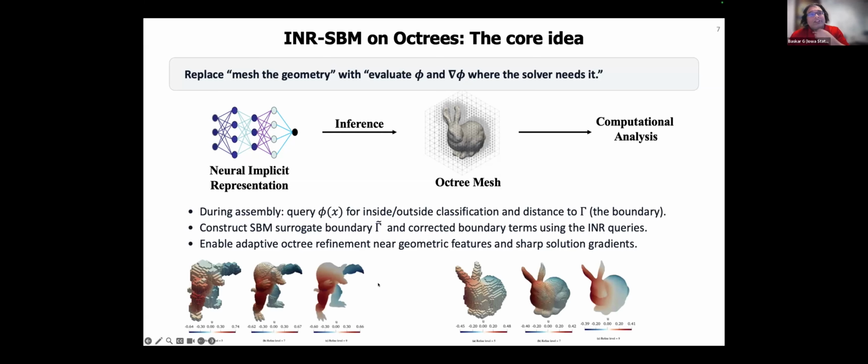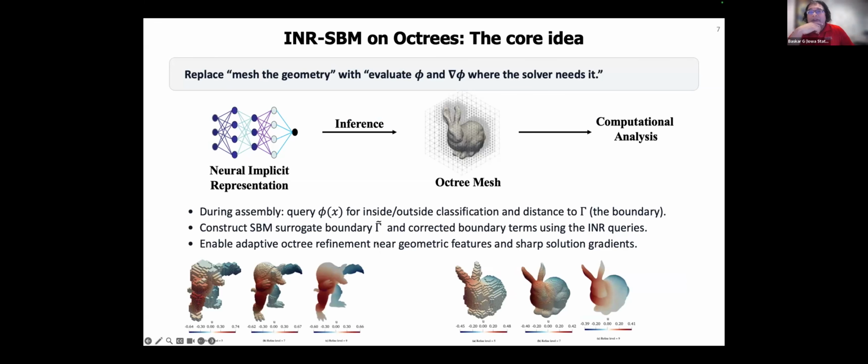So here are some examples at the bottom. We start with the coarse mesh. On the right is your Stanford Bunny, which is defined by an implicit neural representation. We adaptively refine, and using the shifted boundary method, we solve a simple elliptic problem on this. Similarly, on the left is the Texas armadillo, and we do something similar there.